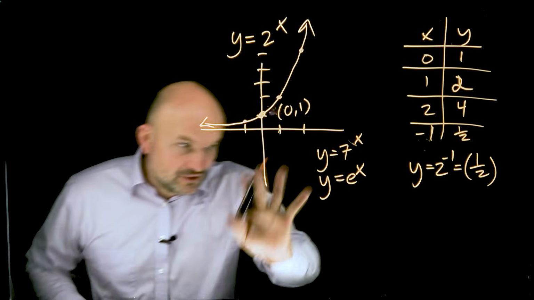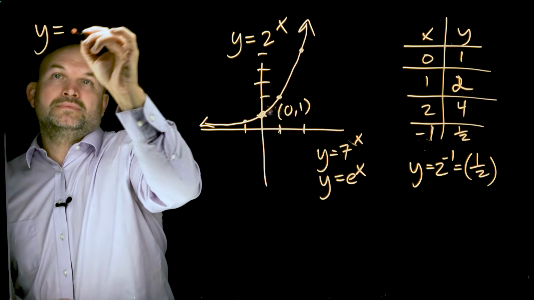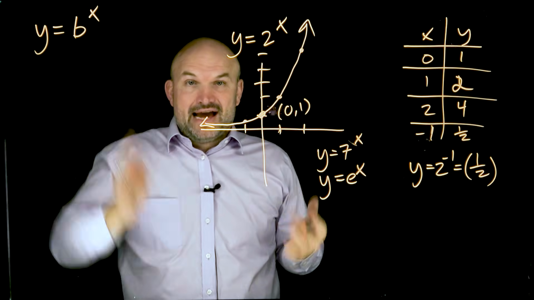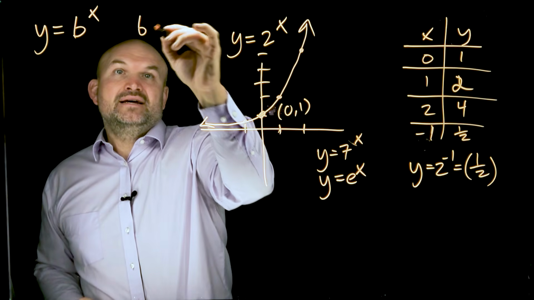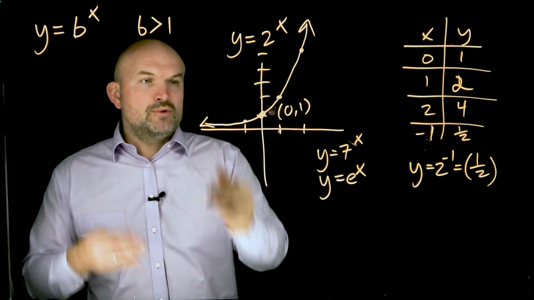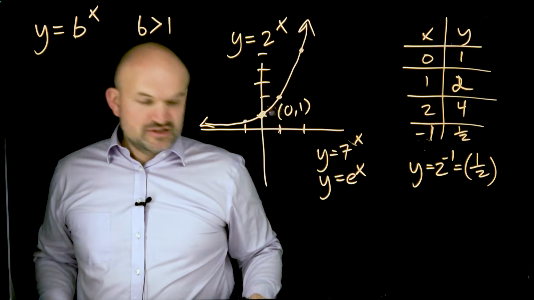Now, if I want to generalize this exponential graph, then we can use this formula. Okay, so b is just going to represent any base that you're going to have. And again, this is going to be when b is greater than 1. So any number that's larger than 1 is going to have this growth feature. And again, the y-intercept is going to be 0, 1.